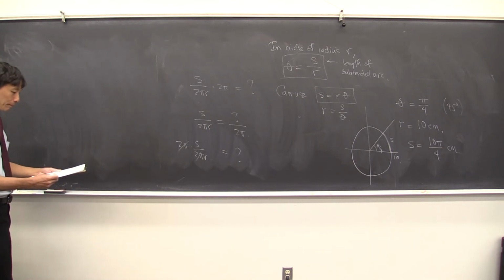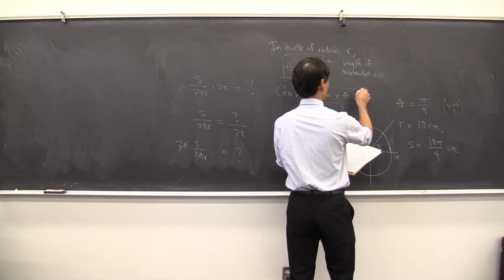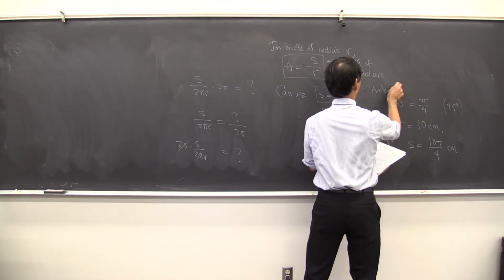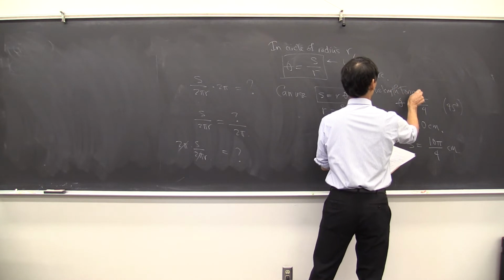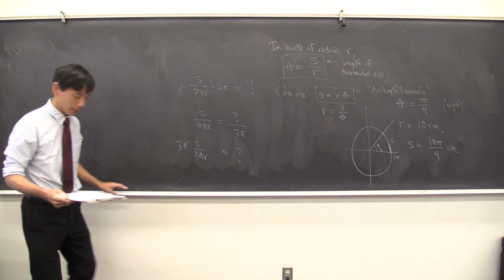Actually, this one has a name. They give us a name in the book. It's the arc length formula, if you want to give it a name.